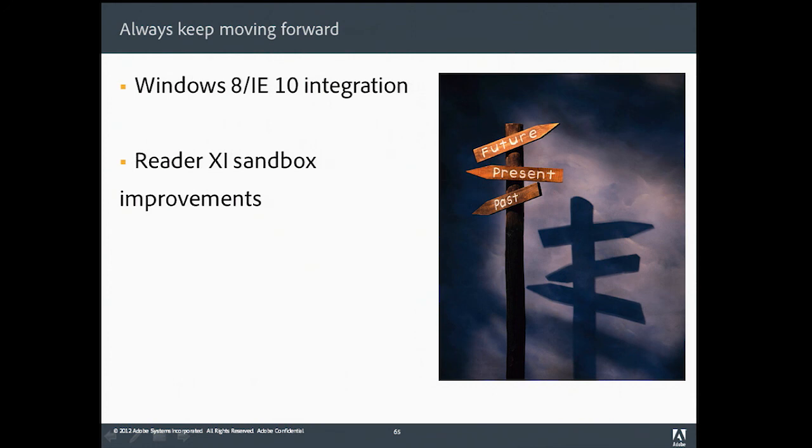So earlier this month, we just released the Reader 11 sandbox, which improves Reader security. In Reader 10, we weren't able to be on a separate desktop or a separate win station. With Reader 11, the new sandbox, we are on a separate win station, which separates us out even more in terms of sandboxing, so it's a much more improved sandbox. And also, we're moving forward with Win 8 and IE10 integration to be able to work with app containers and stuff like that.